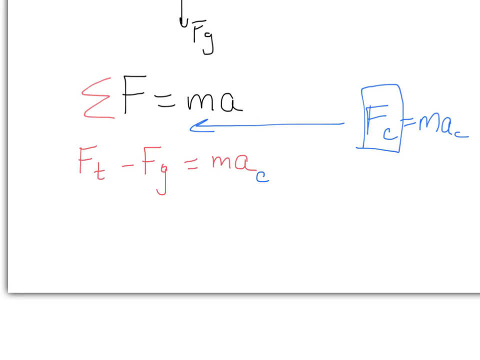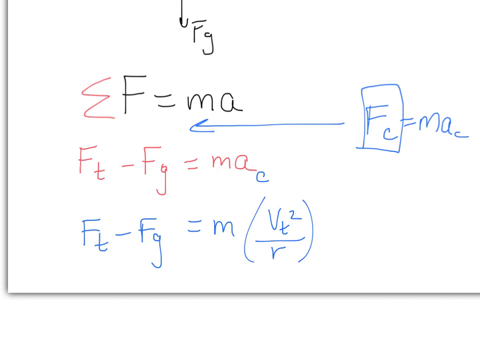What is the formula I should plug in for Ac? What was the formula for Ac, Kev? Isn't it Vt squared over R? It is. Vt squared over R. And I've got on this side still Ft minus Fg.